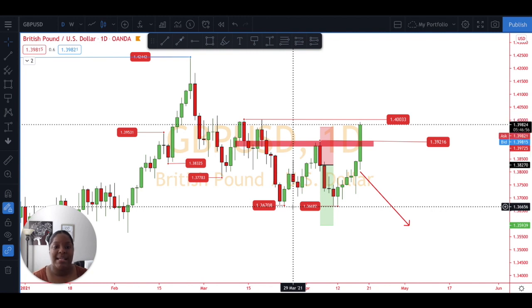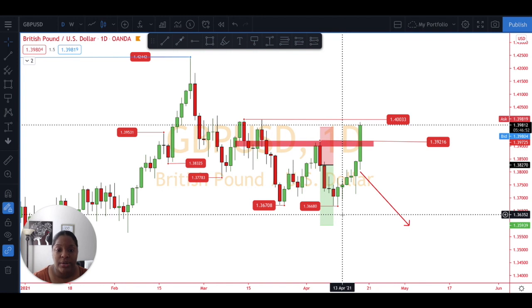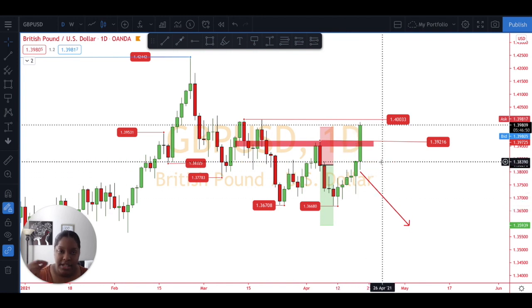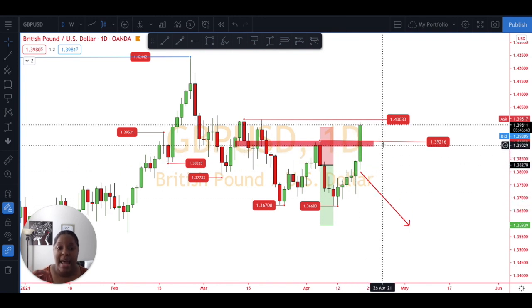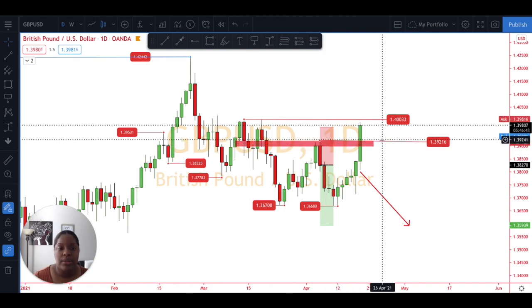So then that price is against me. It literally made a new lower low at $1.36680. That is why I took another sell. And now that it's going against me, my last lower high here at 1.39216, I have to stop trend trading for the moment to the downside. This is the reversal point.